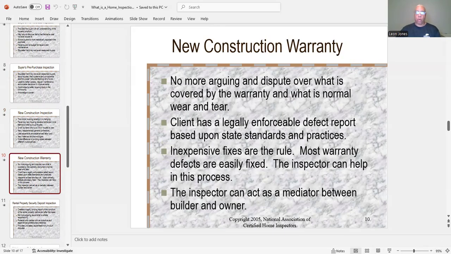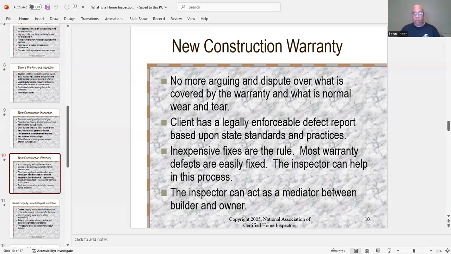Then you have the new construction warranty. So no more arguing or dispute over what is covered by the warranty and what is normal wear and tear. So the client has a legally enforceable defect report based upon state standards and practices. Also, inexpensive fixes are the rule. So basically, most warranty defects are easily fixed.